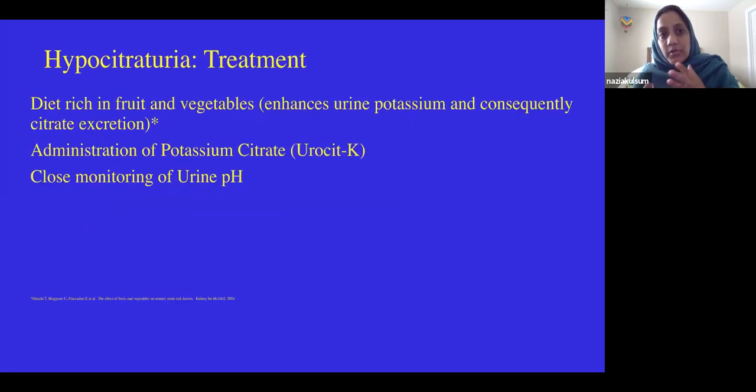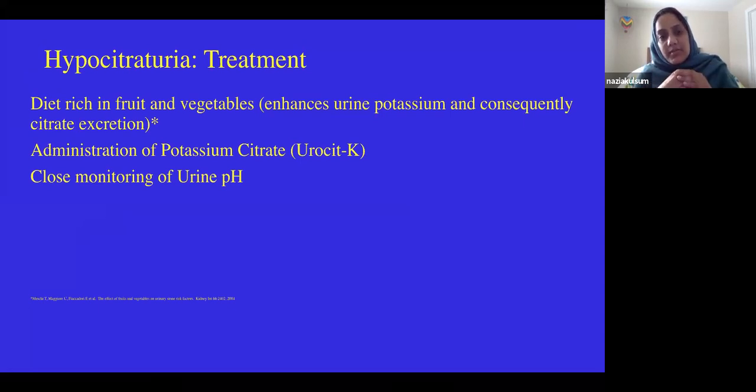Hypocitraturia can also be genetic or could be because of diet. Main thing is diet. Citrate comes from diet. There are fresh fruits and vegetables that are very high in citrate. So if a child is not eating a lot of fresh fruits and vegetables, then they can technically have less citrate in the urine. So what we do is if we know that that's one of the risk factors for the kidney stones, then we supplement it. And the way to supplement it is by using a medication called potassium citrate.